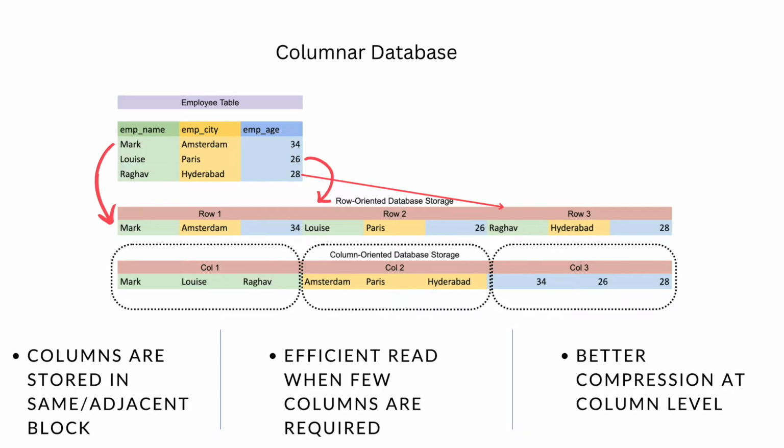So to conclude, the columnar database is a strategy of storing data where all the values in a column are stored in the same or adjacent blocks. This results in efficient read when few columns are required. You don't have to go through all storage blocks. You can just read one or two storage blocks depending on where your data is stored. And it also allows you to apply a better compression algorithm to reduce the IO required to process the same data. So I think as a beginner, this information should be sufficient, and that closes our fundamental chapters.